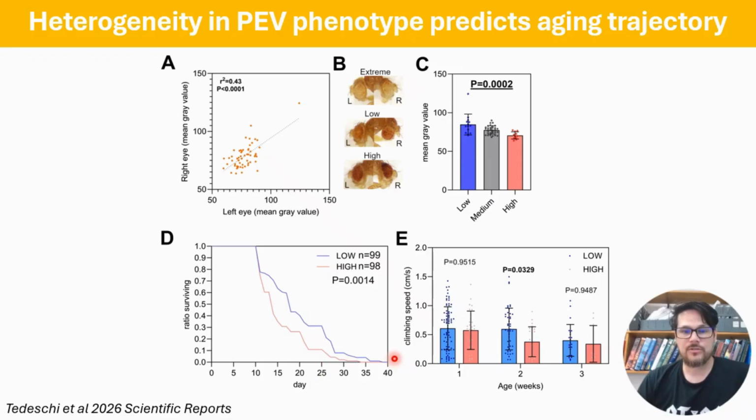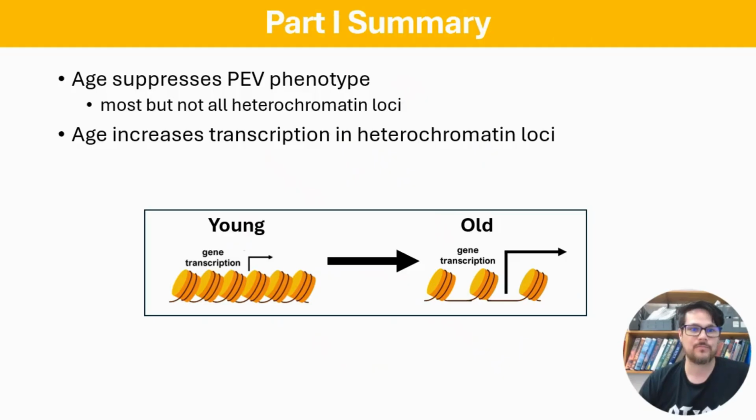And in addition to them living longer, they seem to maintain muscle function for slightly longer in middle age as well. So in these flies, we measure climbing speed as an indicator of locomotor function, and that declines over this 3-week period. In the low group, though, that decline is a bit slower. So they appear to live longer and have a better health span if they have enhanced heterochromatin.